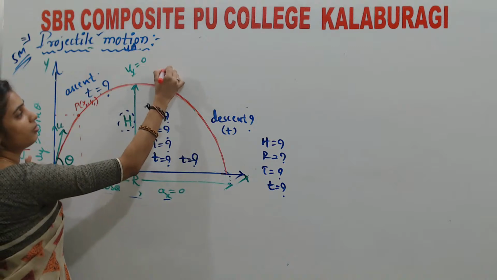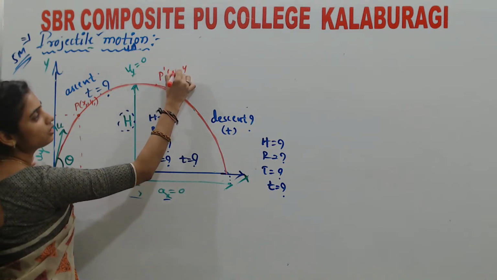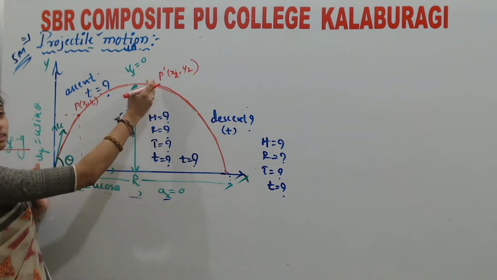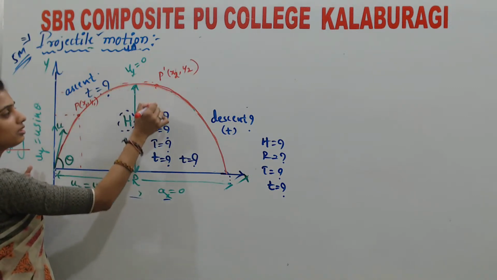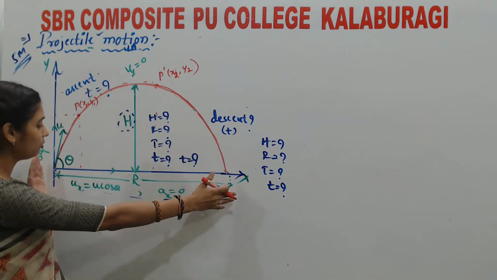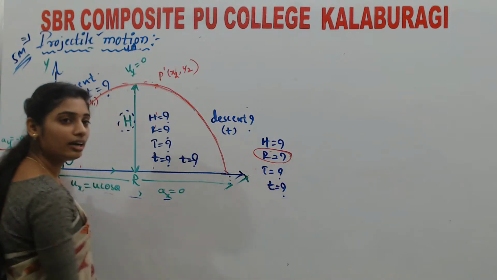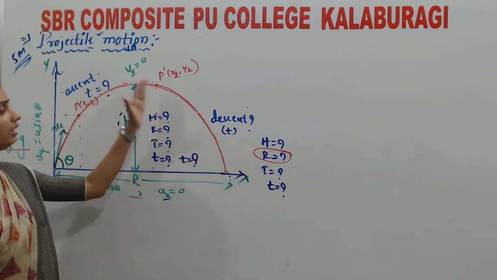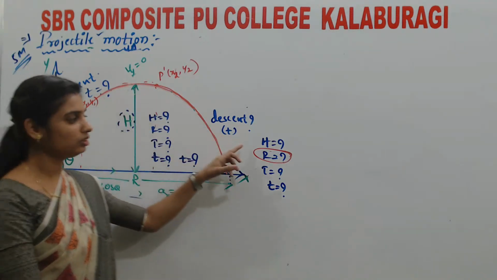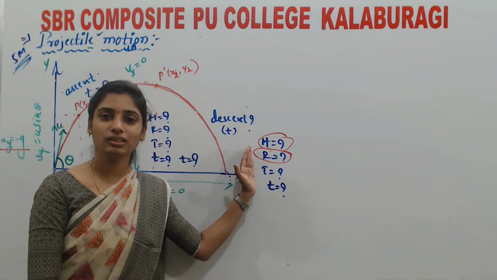Here at P dash, the point is x2, y2. At this point the horizontal distance covered is different, and at this point the vertical distance covered is different. So we can find out the total distance covered here. The standard expression: r is the horizontal distance, and the vertical distance is nothing but the maximum height covered, that is h. For this we have expressions that we will take tomorrow.